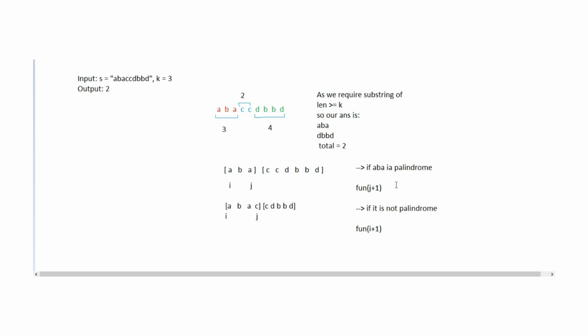So let's discuss. Here, as k is equal to 3, I have taken the string of length k from the starting as the first part of our string, and the second part is nothing but from j plus 1 to the end of the string. I have done this because first I will check whether the string in the range that I have chosen is a palindrome or not. Here, as I have chosen ABA, it is a palindrome.